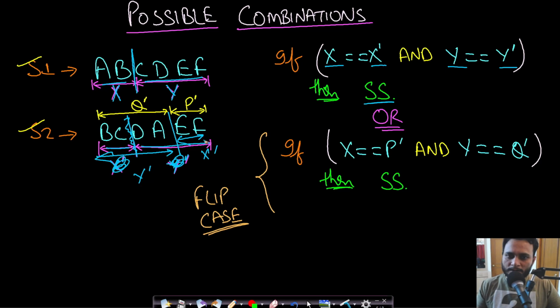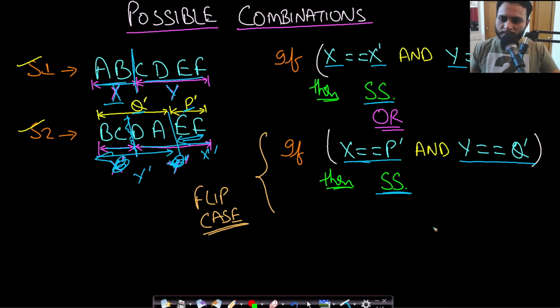If we do it in this order, then the last two characters will be matched with the first two characters, that is X with this one. So this is assumed as P dash and Y will be matched against Q dash. If X and P dash are scramble strings and Y and Q dash are scramble strings, then they both combined together will definitely be a scramble string.